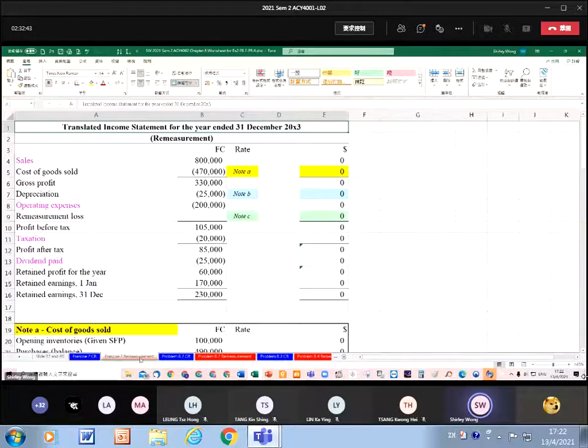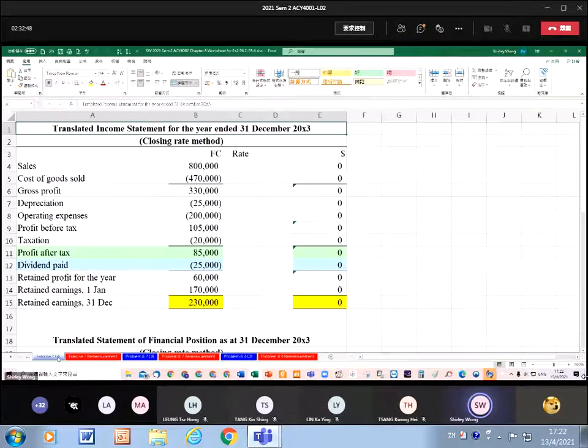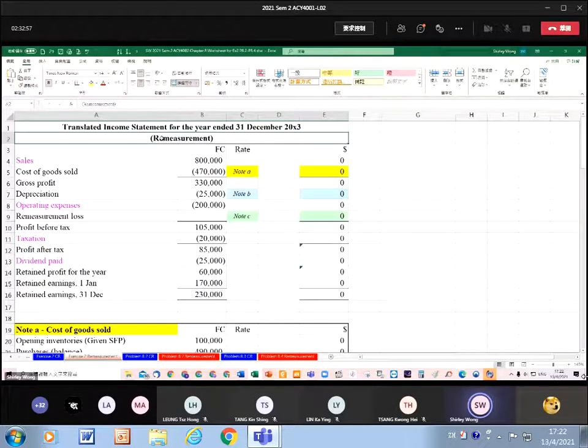So we will need to do three exercises in total for this chapter 8. One is called exercise 2. For the same questions under exercise 2, you need to use CR. CR means closing rate method. You also need to use the remeasurement method. The same questions, the same figures, you need to calculate in the closing rate method and also the remeasurement method. And then I give you the worksheet here. Actually, I have uploaded the worksheet on Moodle, but that Moodle worksheet is a PDF file, and here it is an Excel file. It is easier for you to use. I will show you later.